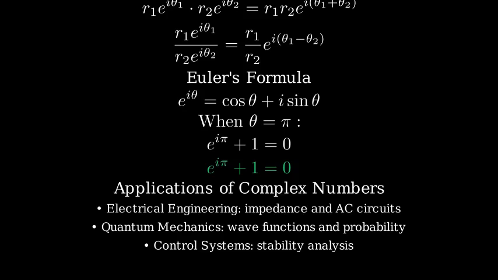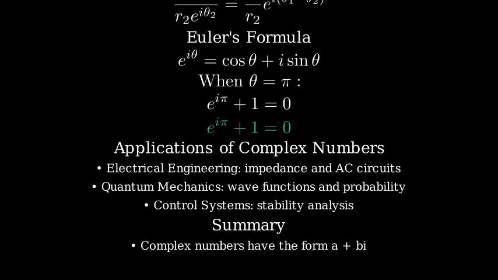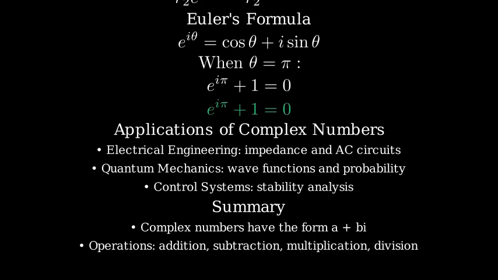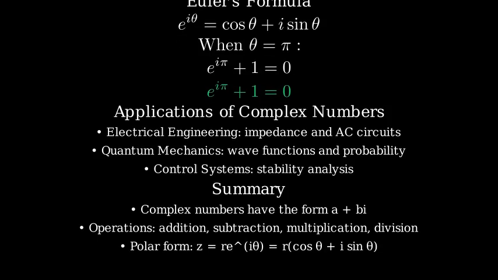As we conclude our introduction to complex numbers, let's summarize what we've learned. Complex numbers have the form a plus bi, where a is the real part and b is the imaginary part. Complex numbers can be added, subtracted, multiplied, and divided using specific rules. Complex numbers can be represented in polar form, which simplifies certain operations.